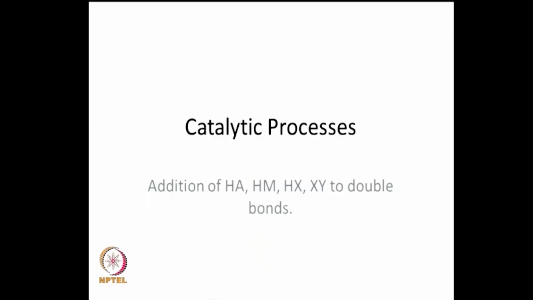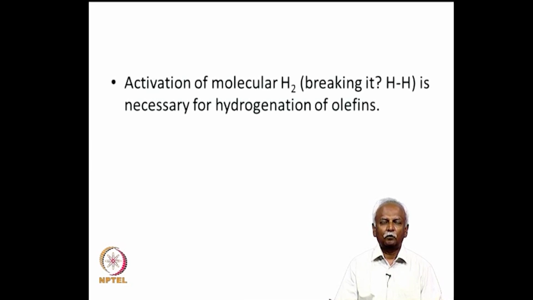This lecture deals with the catalytic processes where there is addition of a species like HA or HM, HX or XY, species where the second atom other than hydrogen is more electronegative than hydrogen or less electronegative. Now, there are several instances where these types of additions turn out to be important.